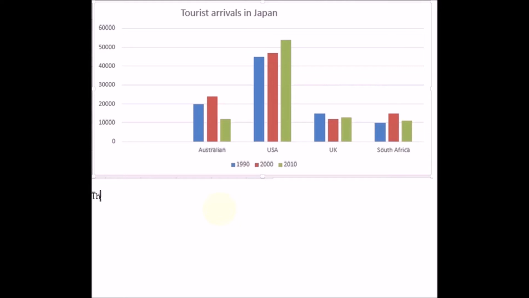So I would begin by saying this graph shows, what does it show? It shows tourist arrivals in Japan. From where? From Australia, USA, UK, and South Africa.